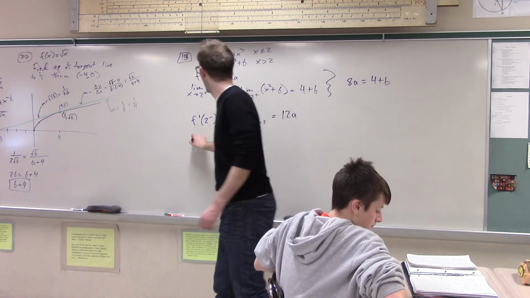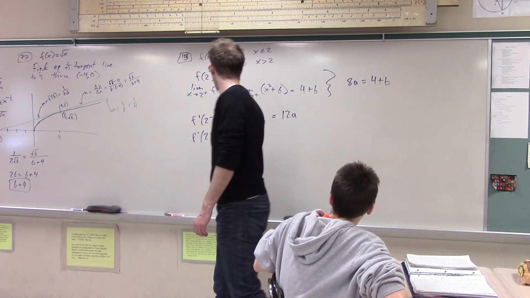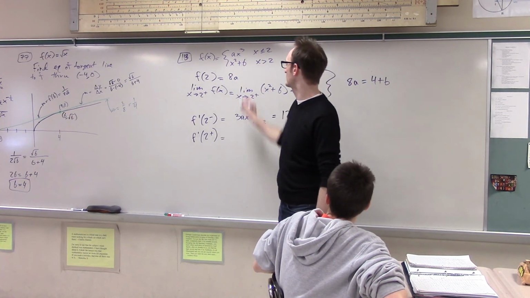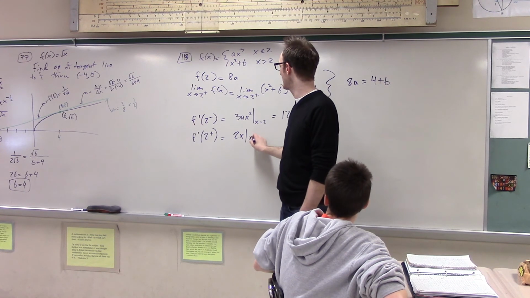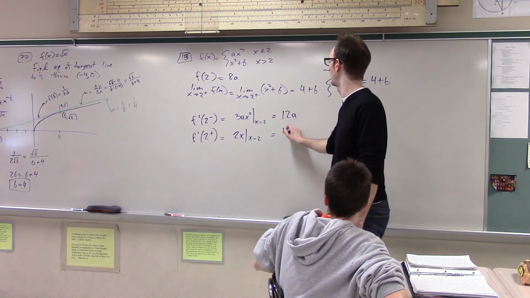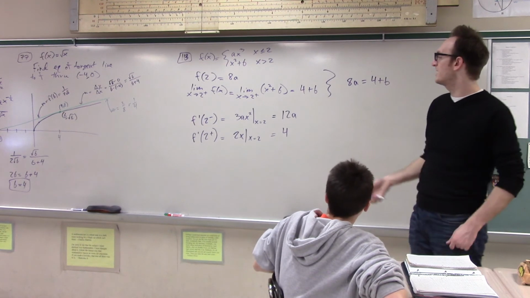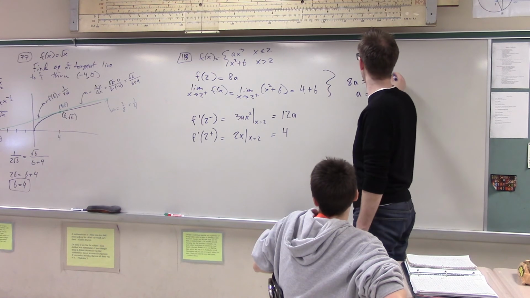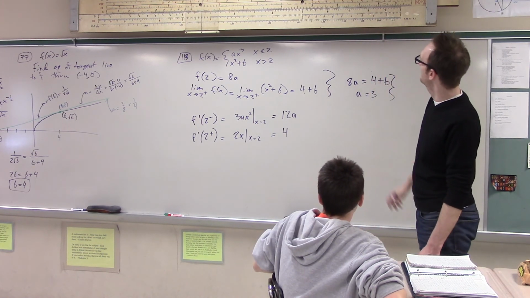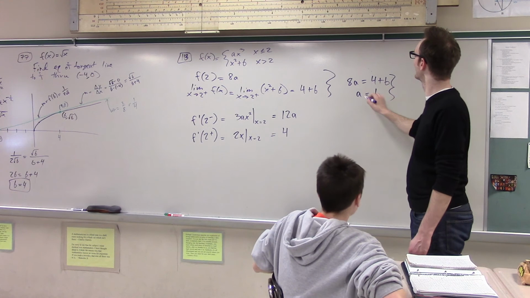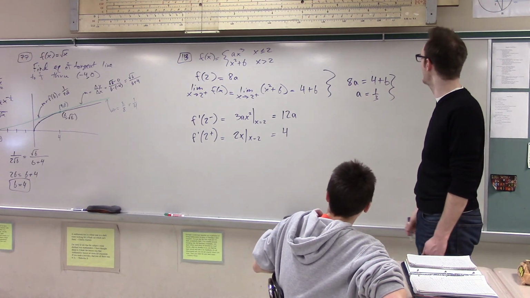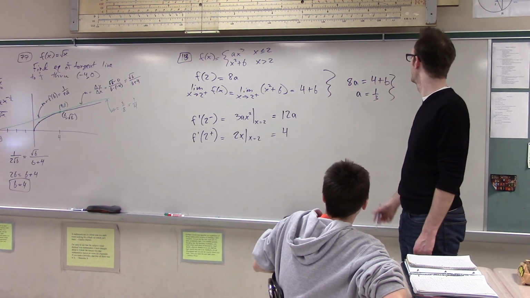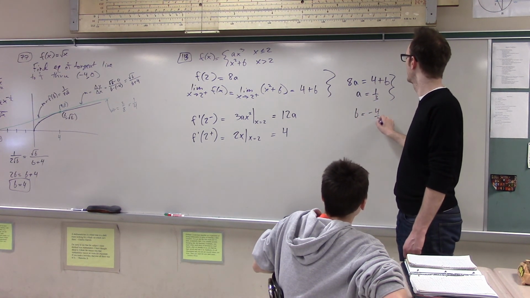Whereas the derivative from the right of 2 is going to be, well, now I follow this rule, which says that it's just 2x. So the rule is 2x, and then I evaluate that rule at x equals 2, and I get 4. So in order for the two things to meet, it must be the case that 12a equals 4. So a has to be 1/3. Everybody with me? A is 1/3. Glad you guys are here. Important part of the team. 12a equals 4, so a is 1/3. So if a is 1/3, then 8a is 8/3, which equals 4 plus b, so b is negative 4/3. Bam.